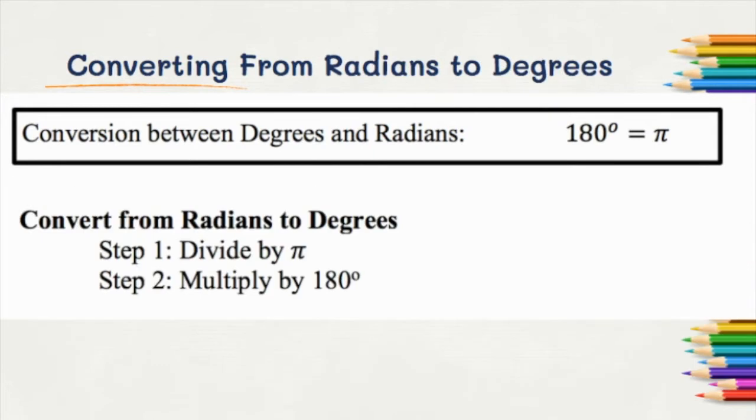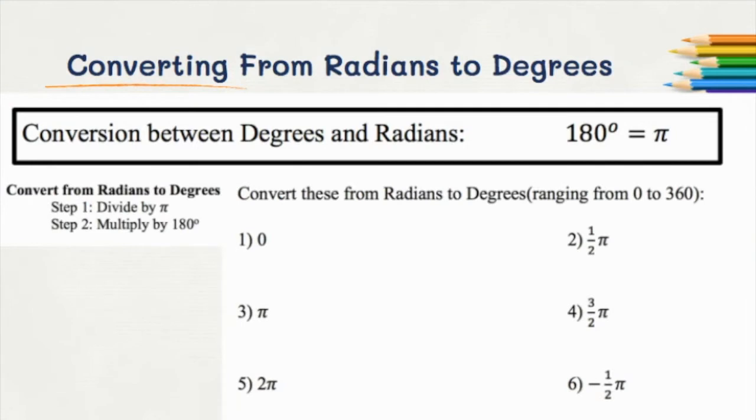Now let's try to convert from radians to degrees. First divide by pi, then we will multiply by 180 because pi is 180 degrees. So let's try an example. For pi, you could simply replace it by 180 degrees because pi is 180 degrees. So there's really nothing you have to do there.